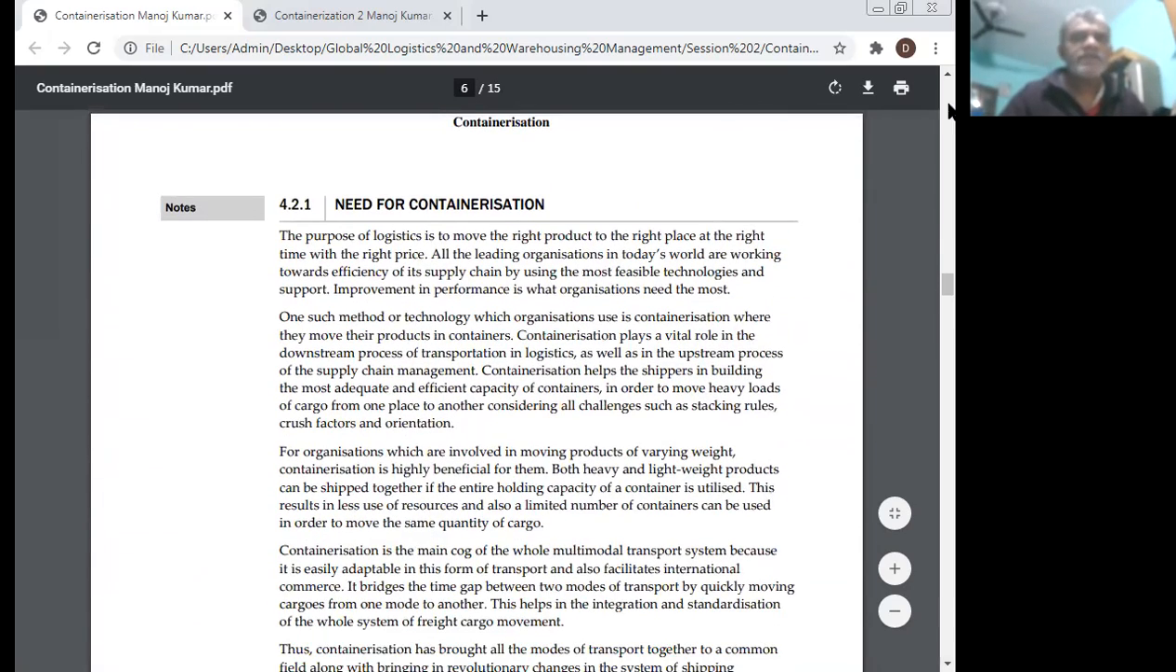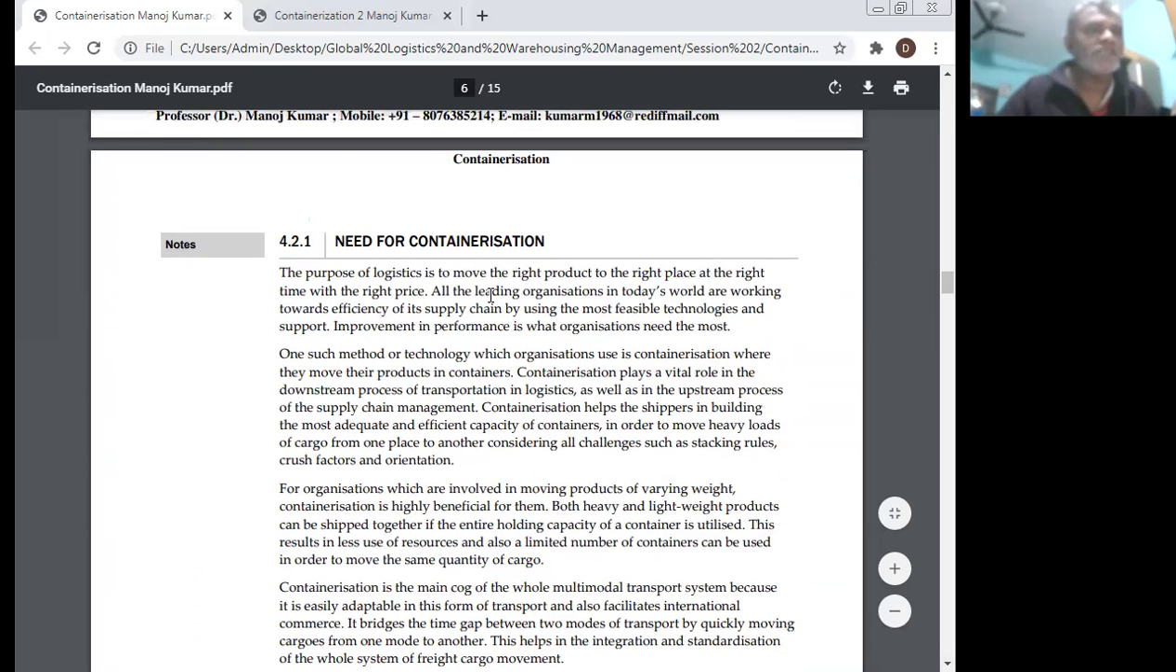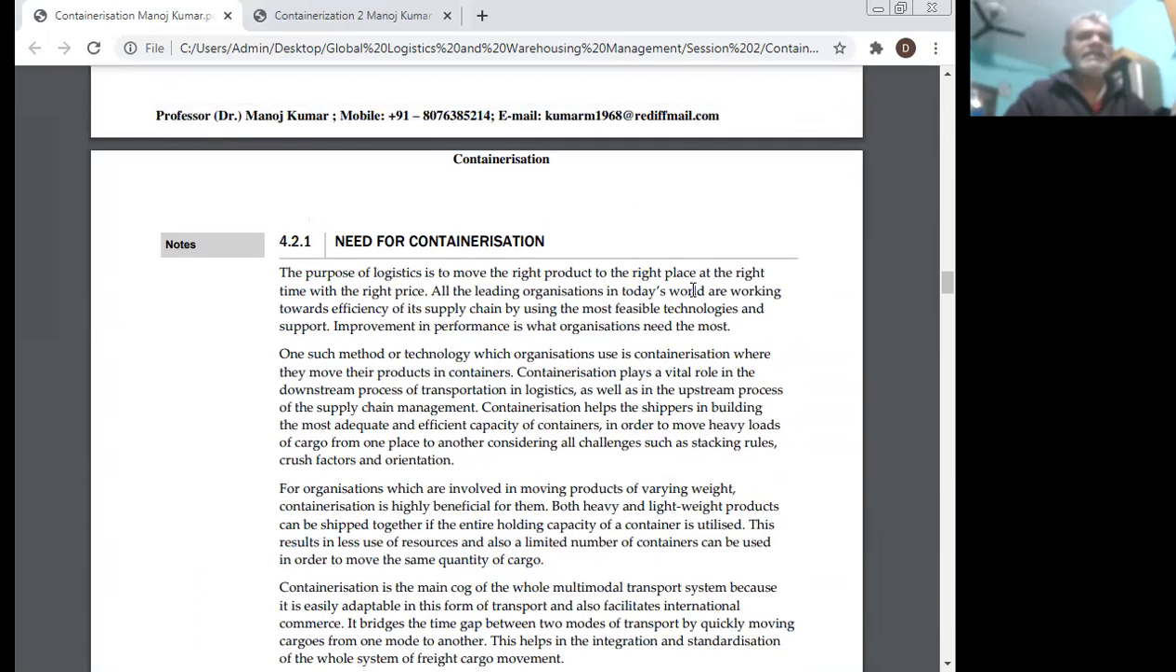Need for containerization. The purpose of logistics is to move the right product to the right place at the right time with the right price. All the leading organizations in today's world are working towards efficiency of the supply chain while using the most feasible technology and support. Improvement in performance is what organizations need the most. One such method or technology which organizations use is containerization, where they move their products in containers. Containerization plays a vital role in the downstream process of transportation in logistics as well as in the upstream process of supply chain management.